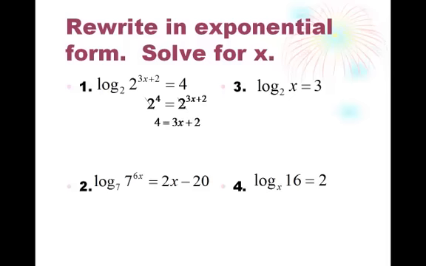And now we have the equation 4 equals 3x plus 2. Subtract 2 to the left, giving you 2 equals 3x. Divide by 3. 2/3 equals x is our final answer. Try number 2. Rewrite this without the word log, and then cancel your bases so you can solve for x.